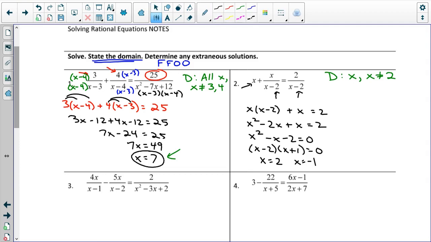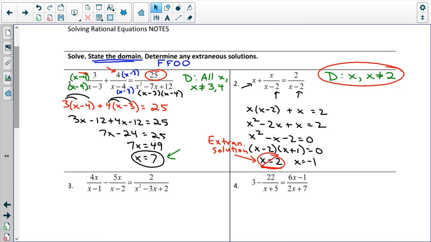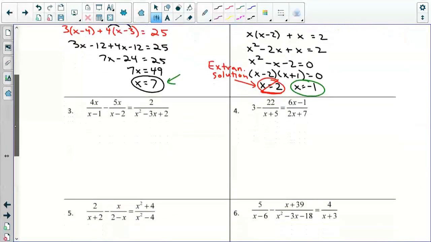But before we move on, we have to recognize that my domain said that x could not equal 2. So since x equals 2 was one of my answers, this is what we call an extraneous solution. I'm not going to write the whole thing because I'm going to run out of room. So that means x equals 2 is not one of my answers. So my final answer is only x equals negative 1.